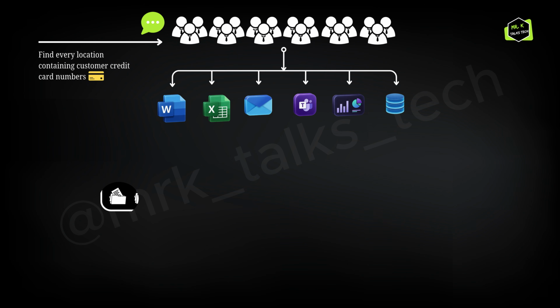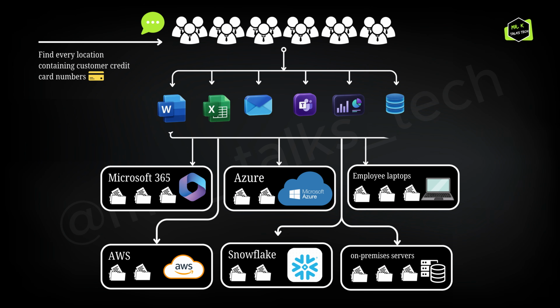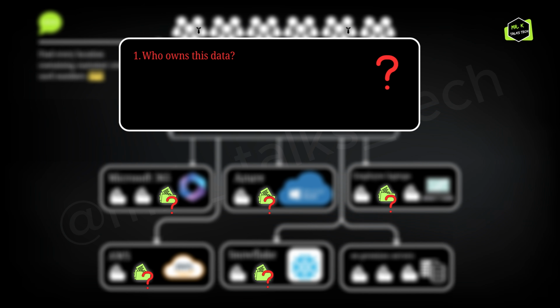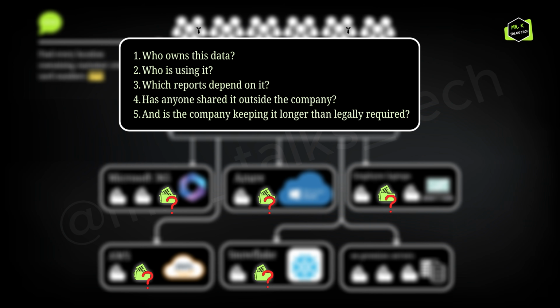That sounds easy until you realize the company may have millions of files spread across hundreds of systems. Searching through all of that manually would be almost impossible. And even if the team found those files, there would still be more questions. Who owns this data? Who is using it? Which reports depend on it? Has anyone shared it outside the company? And is the company keeping it longer than legally required? That is the problem Microsoft Purview is designed to solve.